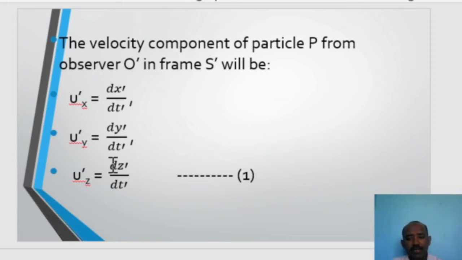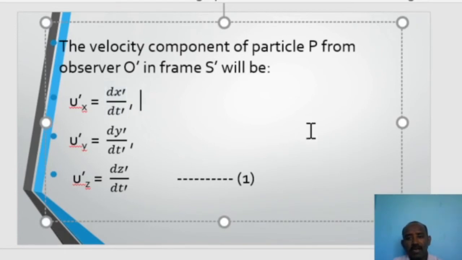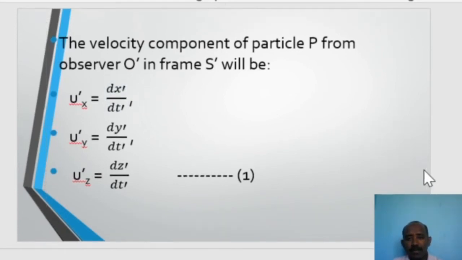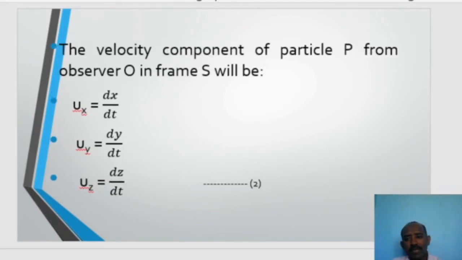We know this is the general formula we are applying: the velocity components along the x, y and z directions, that is ux dash, uy dash and uz dash, will be equal to dx dash by dt dash, dy dash by dt dash and dz dash by dt dash. Now the velocity components of the particle observed by the observer O in the frame S appear to be dx by dt, dy by dt and dz by dt.